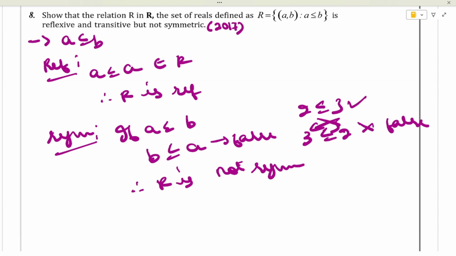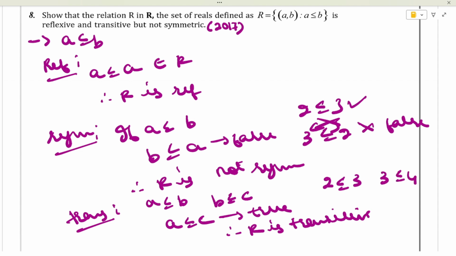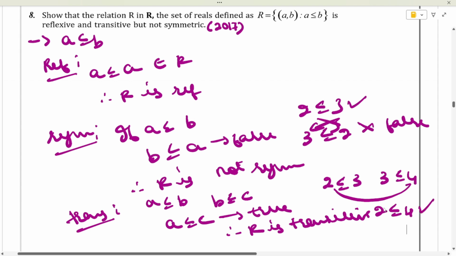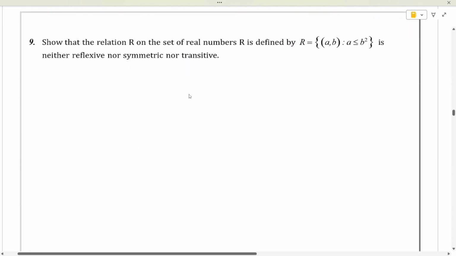For transitive also you can take an example. If A is less than or equal to B, and B is less than or equal to C, that means A is less than or equal to C will be true. You can say it is transitive. You can consider an example here: 2 is less than or equal to 3, 3 is less than or equal to 4, 2 is less than or equal to 4, that is correct. I am showing in steps so you can explain this easily. That is not symmetric, that is both reflexive and transitive.